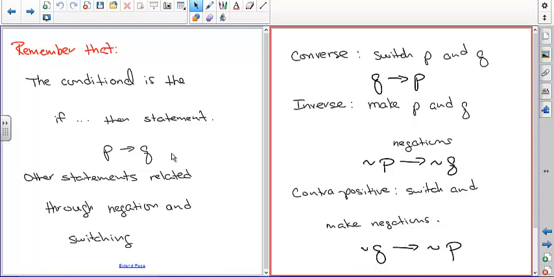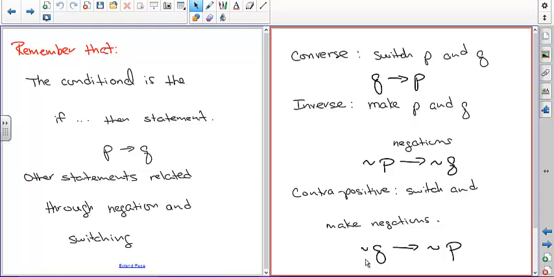Now you may have heard in the past that these two are the same. If this is true, then this is true. If the conditional is true, then the contrapositive is true. Always. But we're going to show why that is the case.